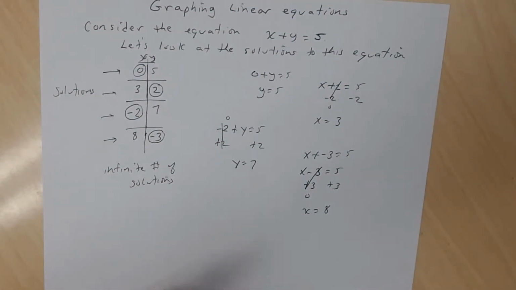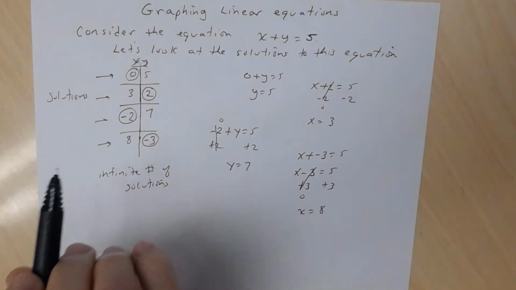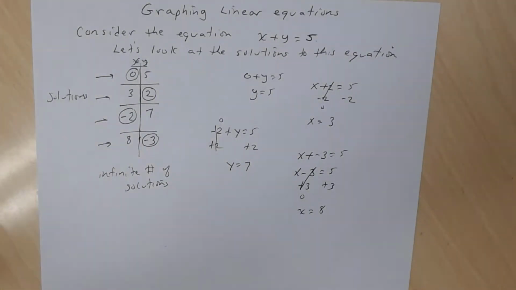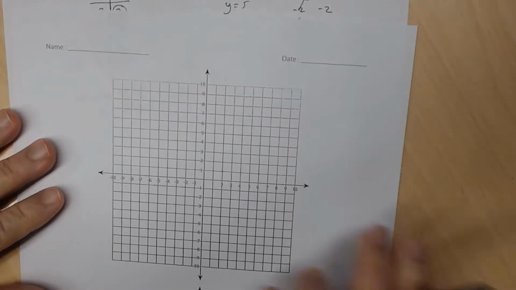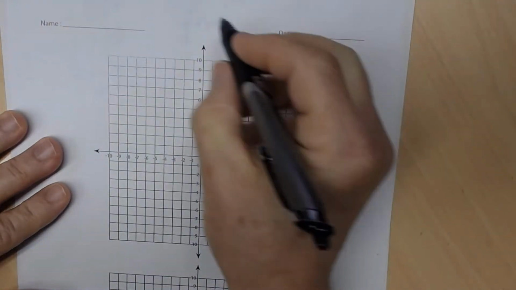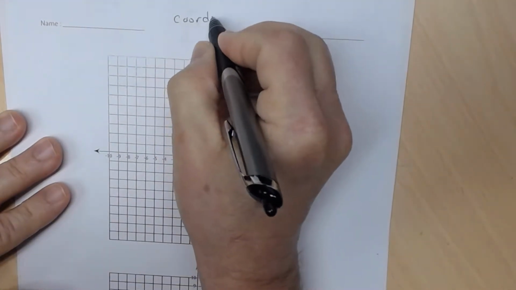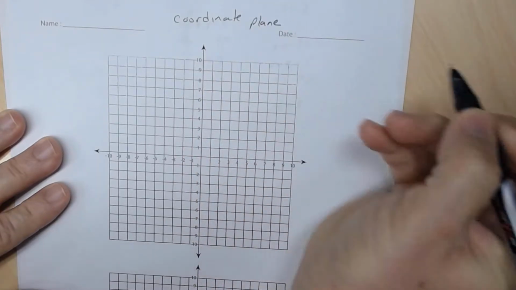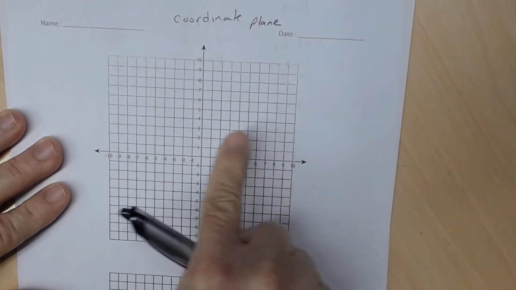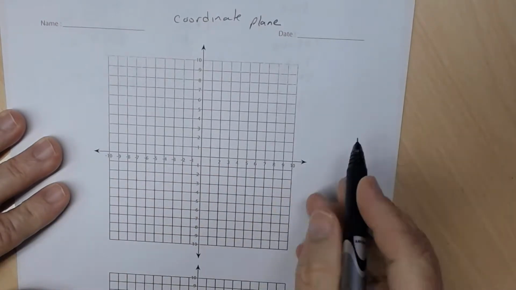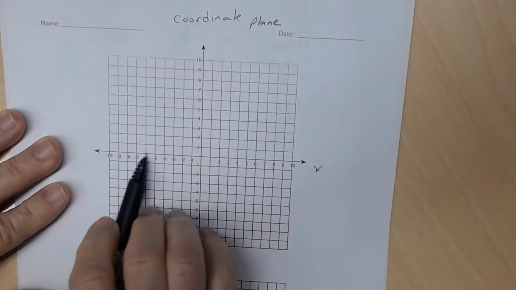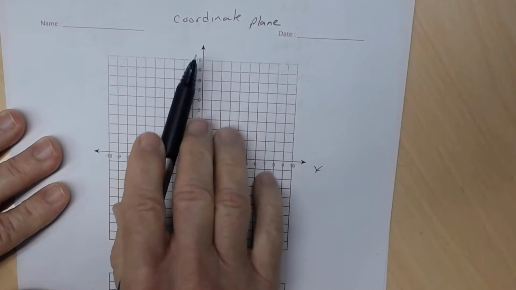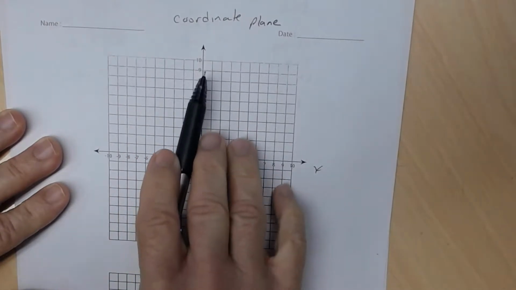Now, if I were to plot those points in a coordinate plane, remember these are coordinate planes right here. So this is a coordinate plane, and remember, a coordinate plane has 4 quadrants. You have your x-axis right here. Remember, your x-axis is your horizontal axis, and your y-axis is your vertical axis.